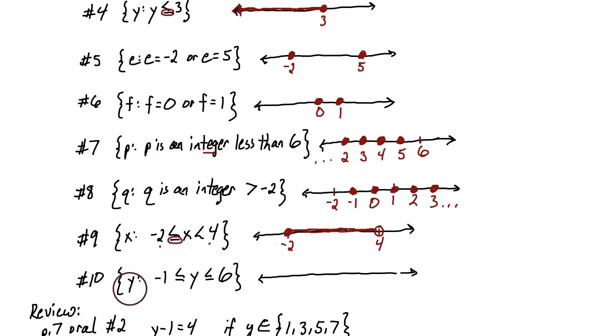Number 10, graph the set of numbers y such that y is between -1 and 6. Here's -1, somewhere to the right would be +6. These both get closed dots because the symbols have the or equal to parts. And then shade in between.